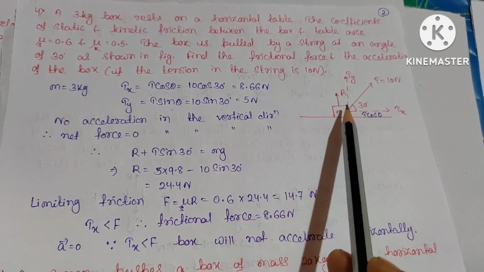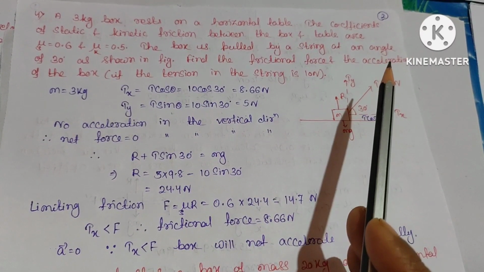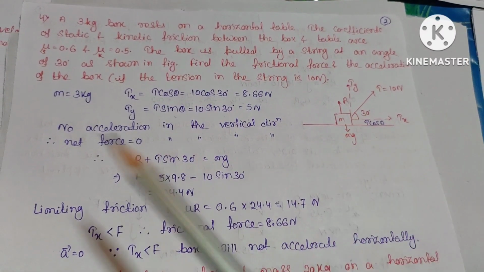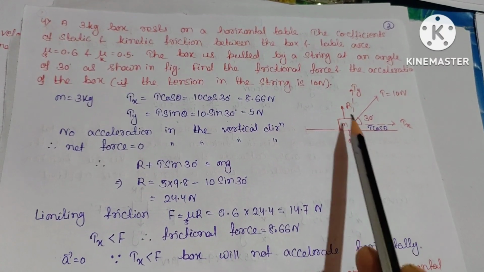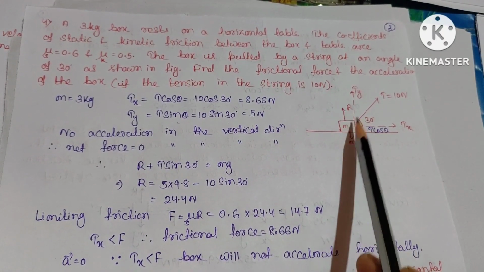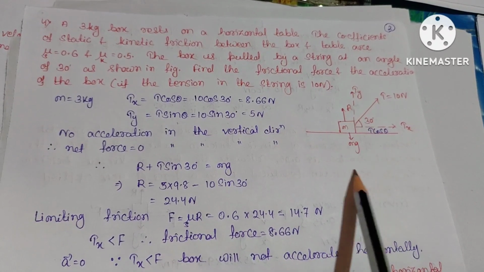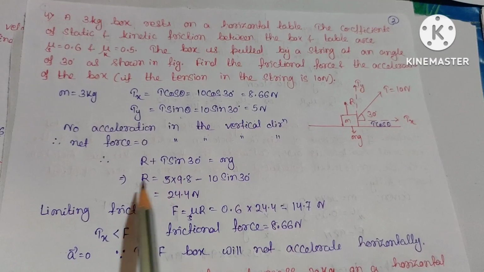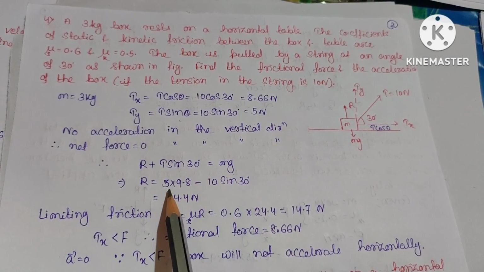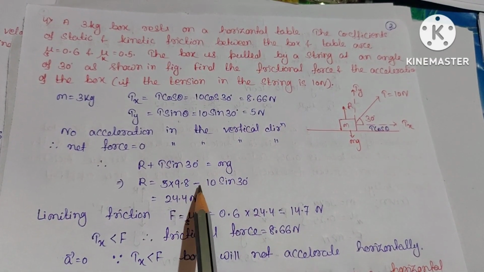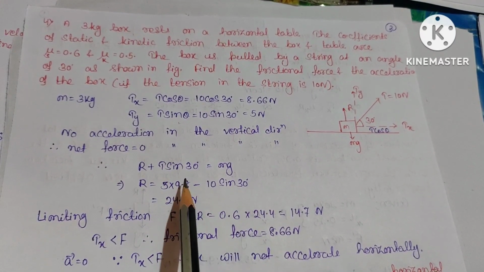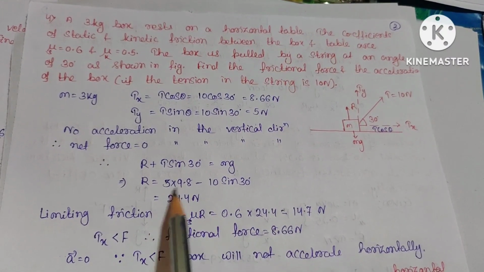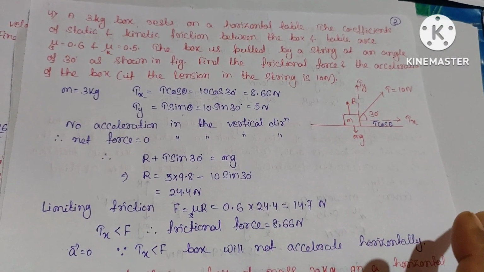Here you can see that there will be no acceleration in the vertical direction. No acceleration means the net force is 0 in the vertical direction. Then the normal reaction R plus T sin theta is balanced by mg. So R plus T sin theta is equal to mg, or R equals mass 3 into g 9.8 minus T sin 30, that is 10 sin 30, that is equal to 24.4 Newton. This is the normal reaction.